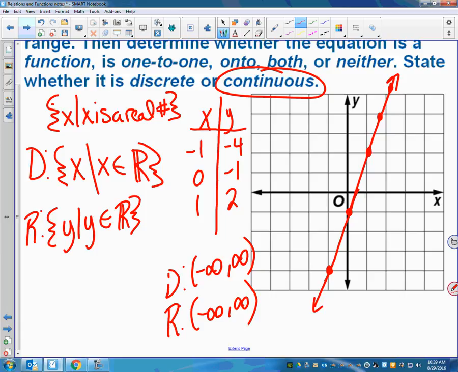1-to-1, onto, both, or neither? 1-to-1, does it pass the horizontal test? Yes. Definitely 1-to-1. On to, is every y value going to be matched up with an x value? Yeah, because no matter what y value you can think of, there's going to be an x value that matches up to it. So again, the reason I wanted to show you specifically things that aren't onto is because so many of these are going to be both 1-to-1 and onto. So I don't want you to think that everything is 1-to-1 and onto.